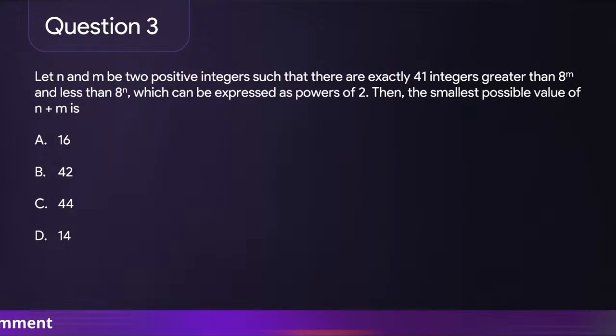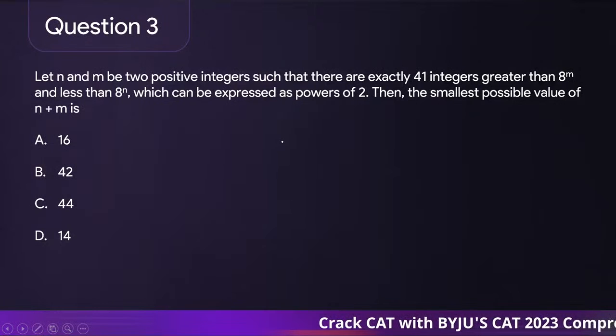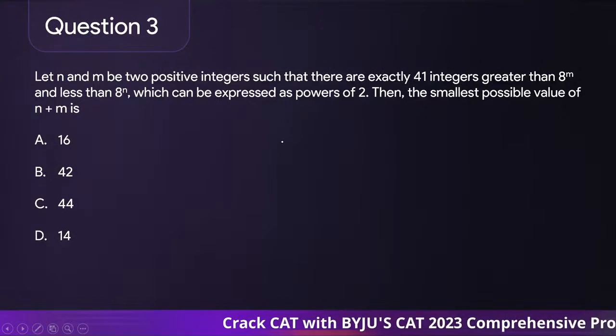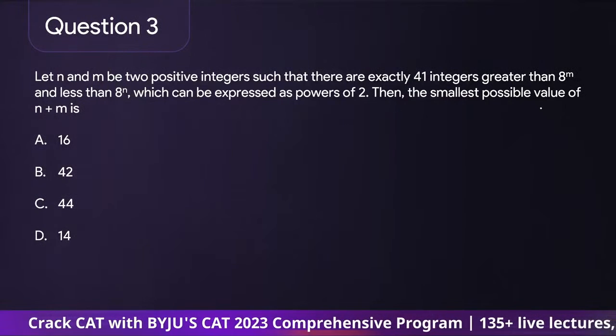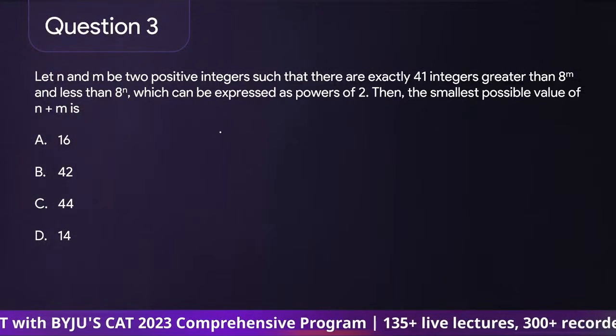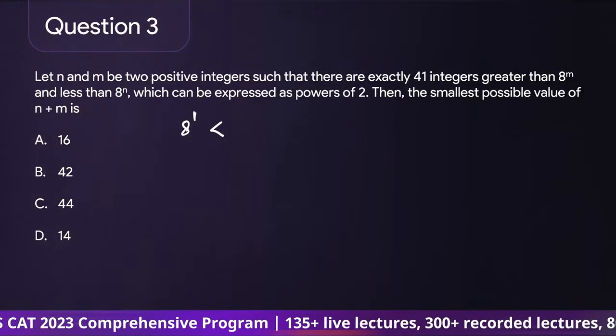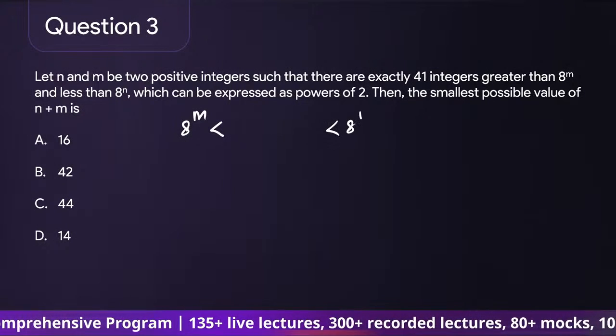Yeah, let's move over to the next question. Let n and m be two positive integers such that there are exactly 41 integers greater than 8 to the power m and less than 8 to the power n, which can be expressed as powers of 2. Then the smallest possible value of n plus m is. So we need the values which are greater than 8 to the power m and less than 8 to the power n.